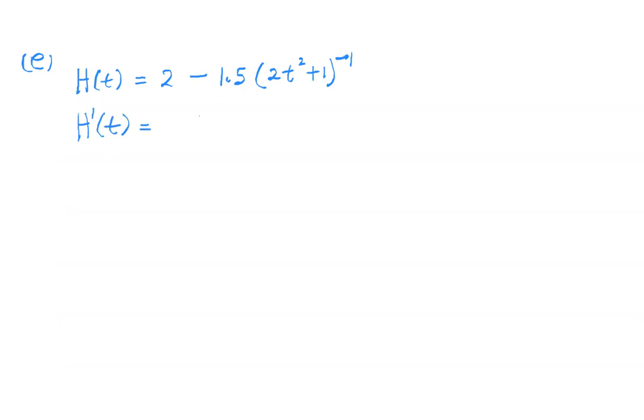Okay, the rate of change of 2 is 0, so I don't have to write it down. So -1.5. Bring down the power. Copy down the whole thing.